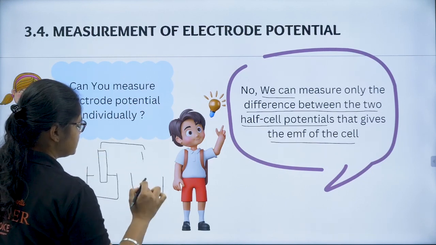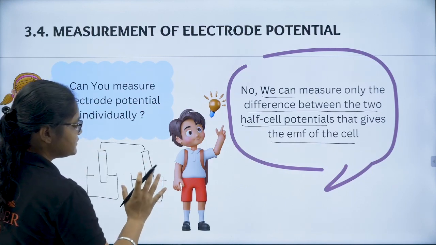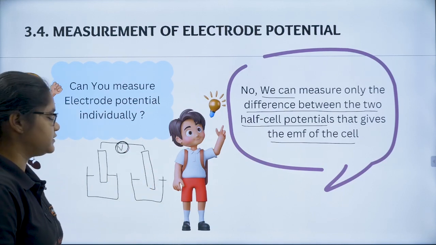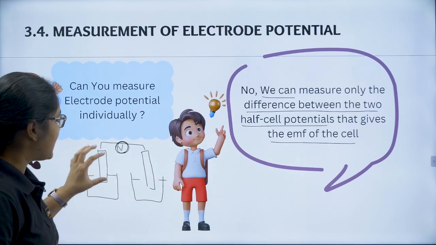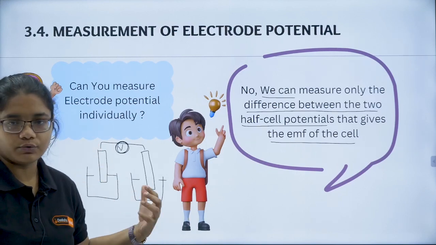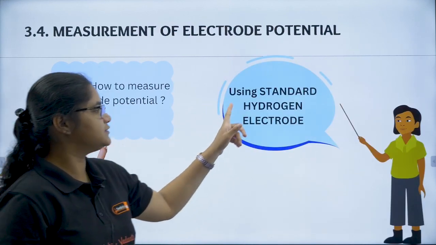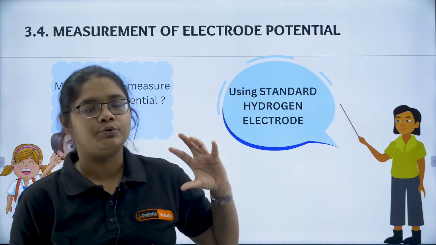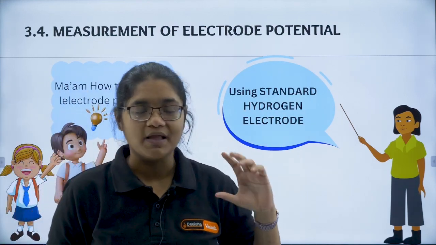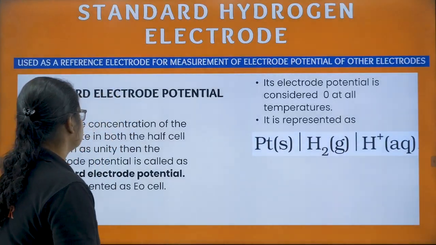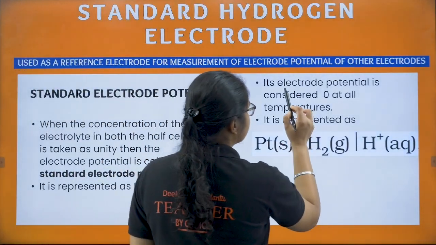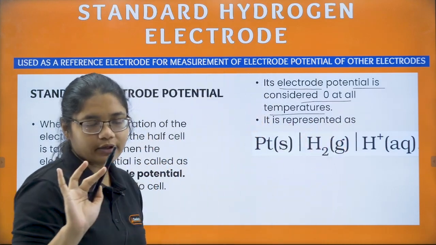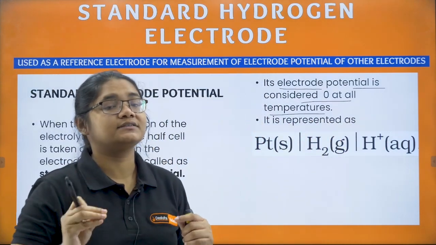On this side I have to put something, and the difference between these two will be the measurement, or the potential difference between these two can be measured. But I want only for copper. Then what to do? The solution for this is using a standard hydrogen electrode. Now a new member comes into the story, that is the standard hydrogen electrode. Now what is this standard hydrogen electrode? See, its electrode potential is considered to be 0 at all temperatures.